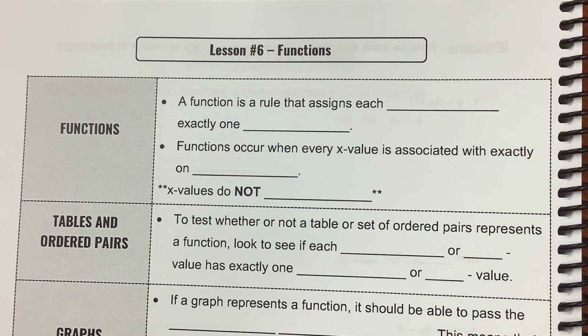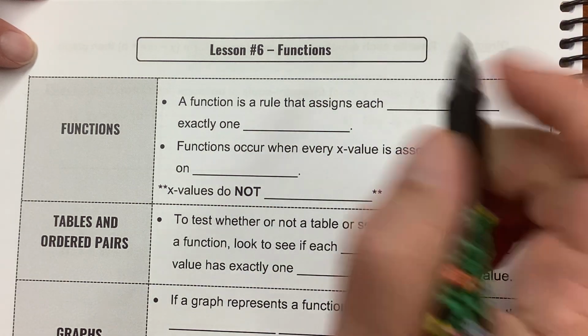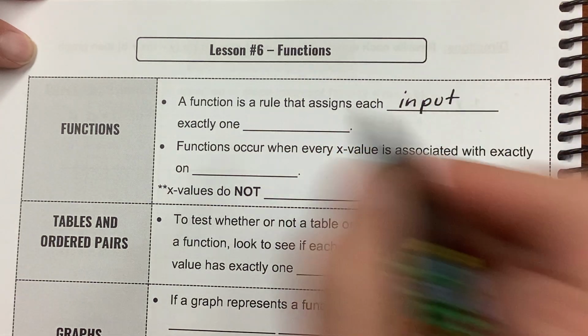We are in Book 2 of Algebra Prep, Chapter 3, Writing Equations and Linear Functions, and Lesson 6, Functions. So we talked about functions briefly, but now we're going to do some definitions and be a little more clear about what a function is. A function is a rule that assigns each input exactly one output.